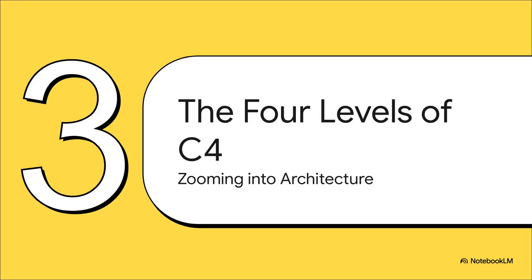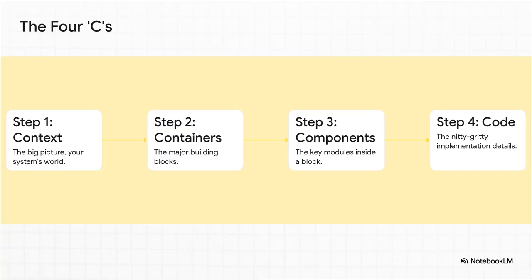All right, now let's get into the heart of the C4 model, the four hierarchical levels that give it its name and its power. The four C's stand for context, containers, components, and code. I want you to think of this like a journey. We're going to start with a high-level satellite view and zoom all the way down to a street-level view of our architecture. Each level answers a different question for a different kind of audience.